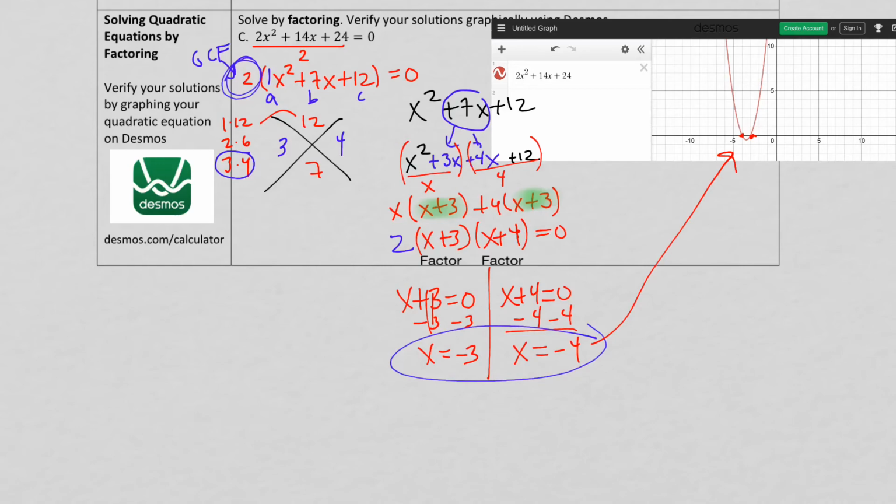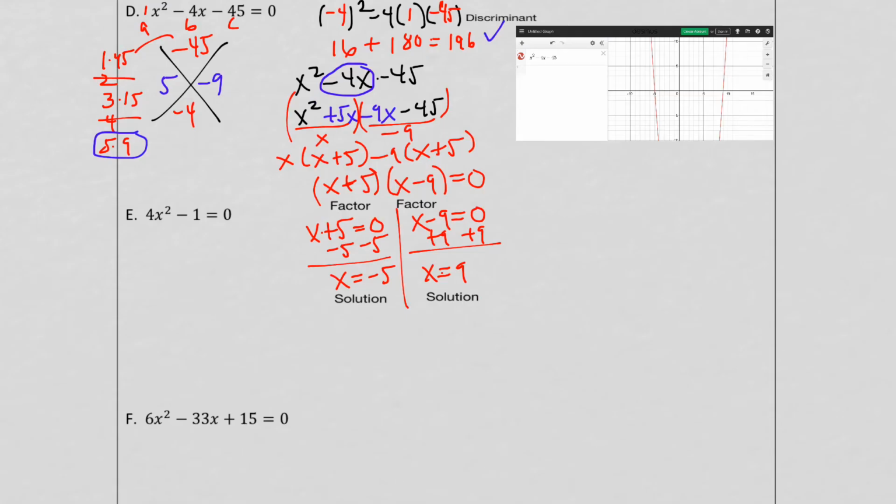Alright guys, so here's example D. So again, just going through each point quickly, I found the discriminant. It's a perfect square. I went through my x factor, went through my factor by grouping, found my factors again, and then I found my solutions. So the point is to check my solutions through Desmos and see if they match. So I found that here x is negative 5 and positive 9. So if you look at the actual graph, here's negative 5, and then here's positive 9.